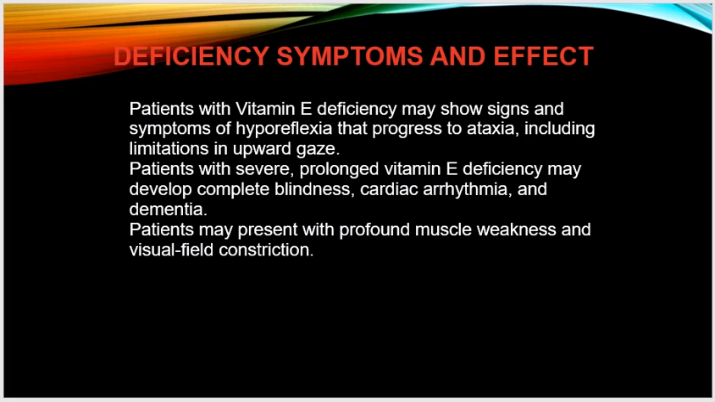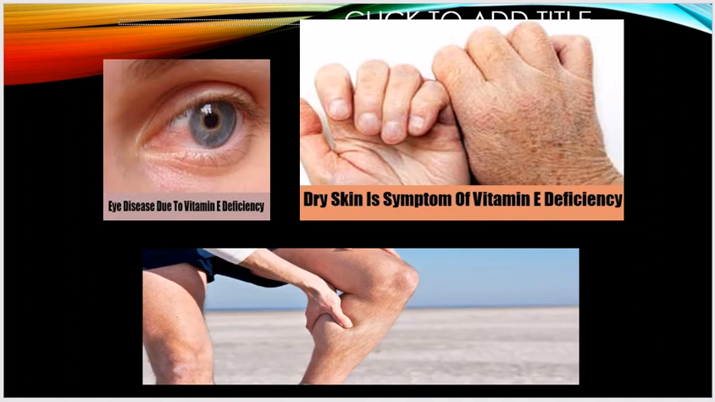Patients with vitamin E deficiency may show signs and symptoms of hyporeflexia that progress to ataxia, including limitation in upward gaze. Patients with severe prolonged vitamin E deficiency may also develop complete blindness, cardiac arrhythmias, and dementia. The patients may present with profound muscle weakness and visual field constriction. So these are the defects due to the deficiency of vitamin E.